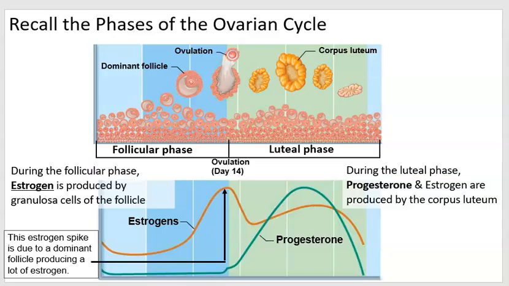And then in the luteal phase, the hormone that's most prevalent is progesterone. That's because cells of the corpus luteum produce progesterone and some estrogen. But the one we think about the most is progesterone, because this progesterone changes the uterine lining to help maintain a pregnancy or an adequate uterine lining.